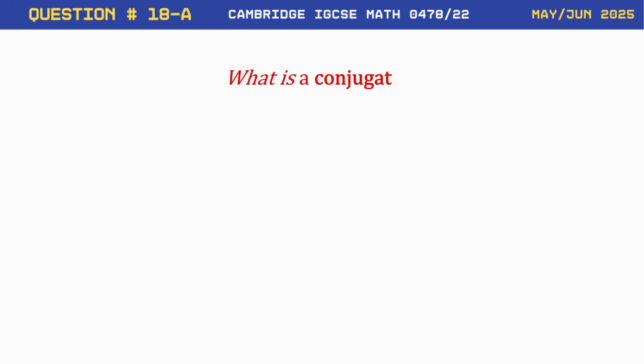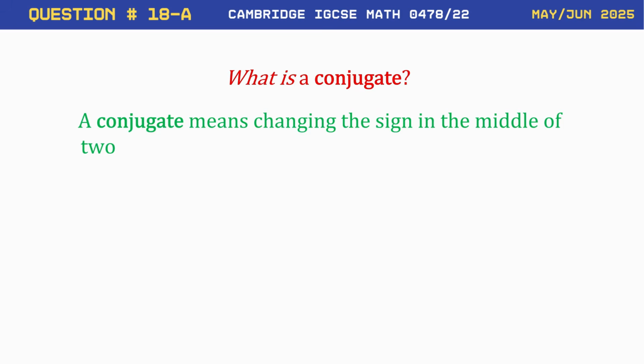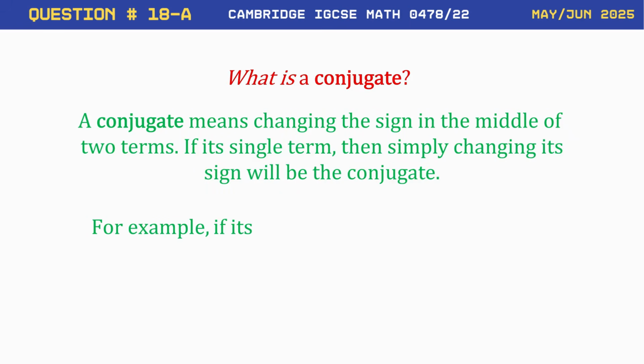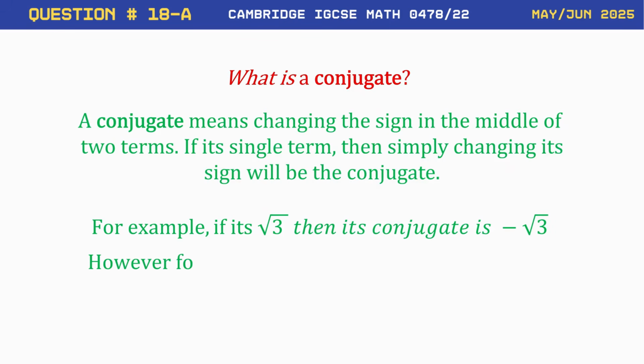So question arises, what is a conjugate? A conjugate means changing the sign in the middle of two terms. If it is a single term, then simply changing its sign gives the conjugate. For example, if it is the square root of 3, then its conjugate is minus the square root of 3. However, for 1 plus the square root of 3, its conjugate is 1 minus the square root of 3.